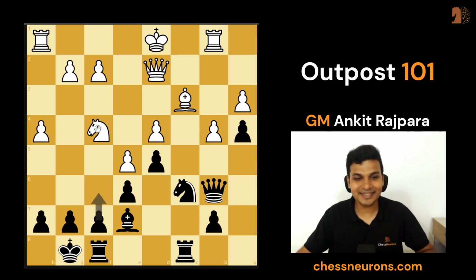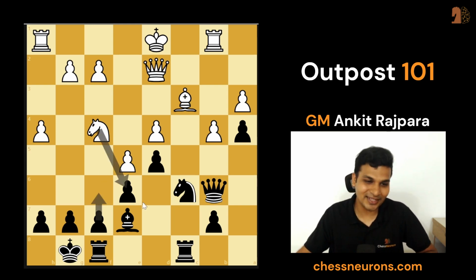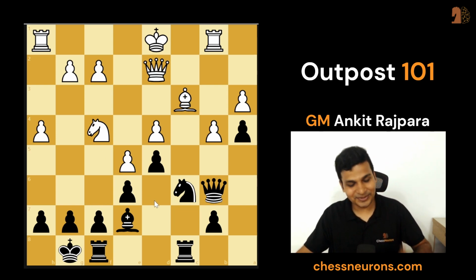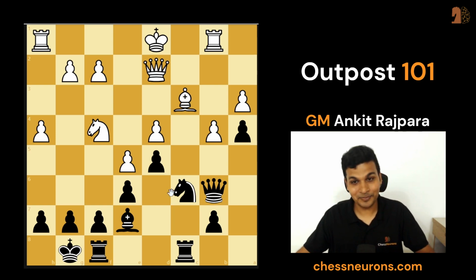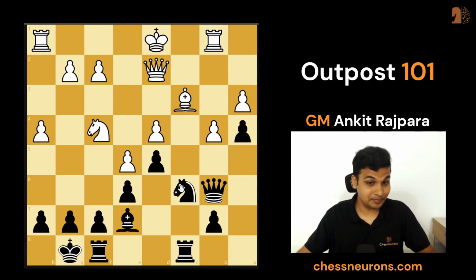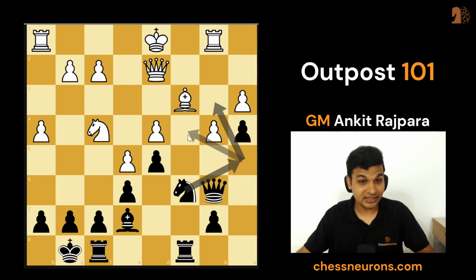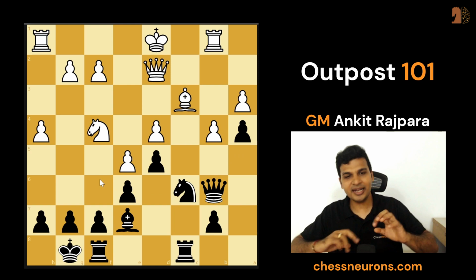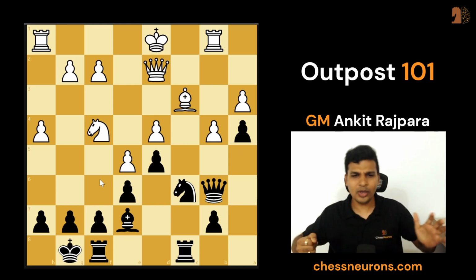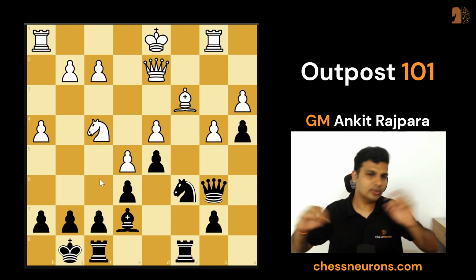Yes, f6 is interesting, but we don't want to give up a pawn for that and help our opponent in improving their knight's position. So be careful about your opponent's ideas as well. That's why maybe after bringing the knight to b3 or c4, now that the pawn is defended, we will go for f6. So it's not like there is only one thing, that if there is an outpost, we'll only do that and focus on that.